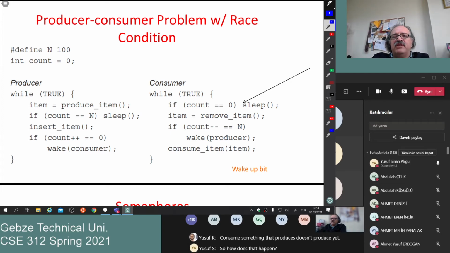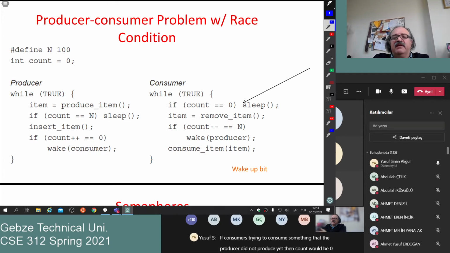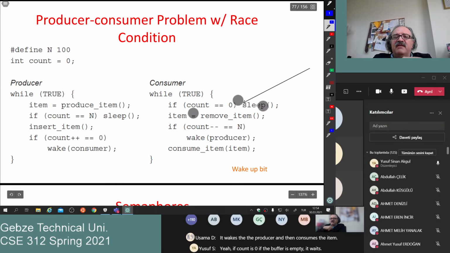If the consumer is trying to consume something that the producer did not produce yet, then count would be 0, right? Then I cannot consume it. I would be sleeping, right? It wakes the producer and then consumes the item. Yeah, if count is 0, if the buffer is empty, it waits. When there is something to consume, then I will wake up and I will remove it.